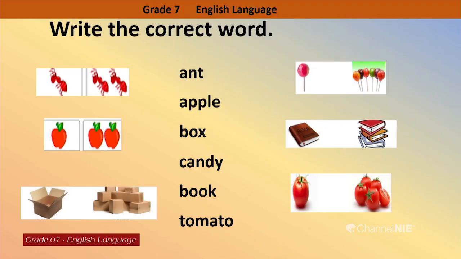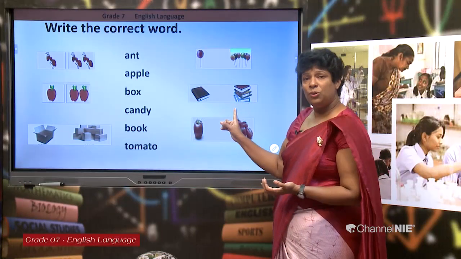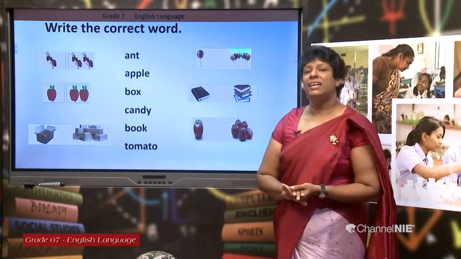Look at the pictures. 1 ant is there, then 2. 1 apple is there, then 2. 1 box and many. 1 candy and many. A book and many. A tomato and 4, 5. I am not telling the word, I am telling it later. Now, I hope you would get the word correctly.